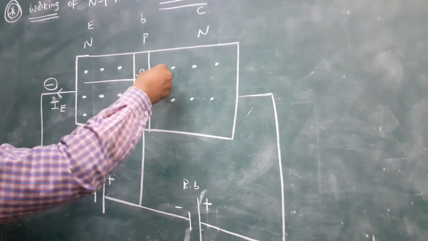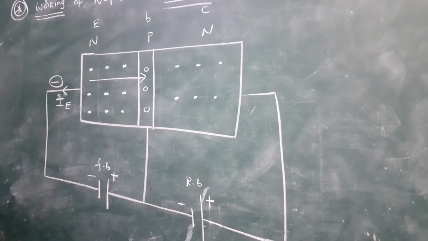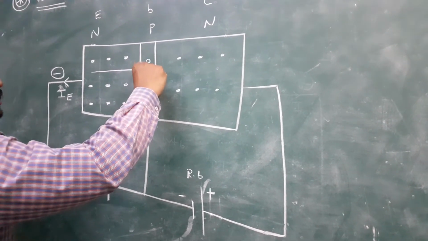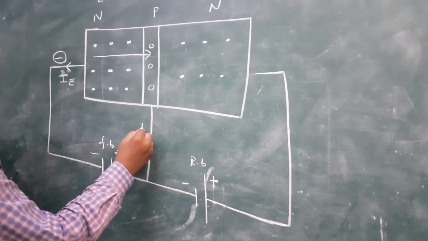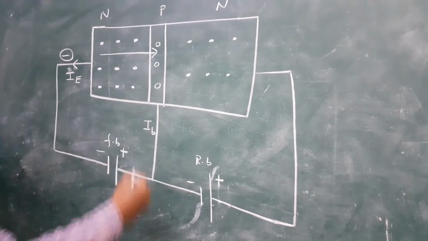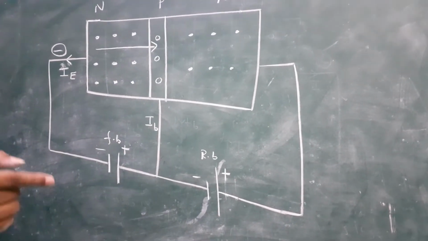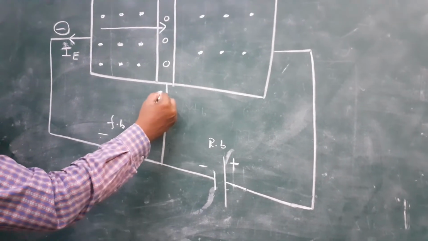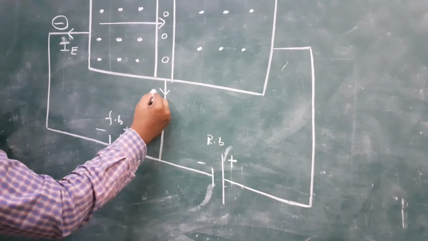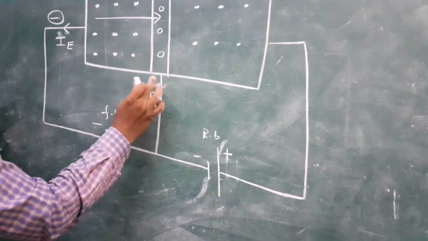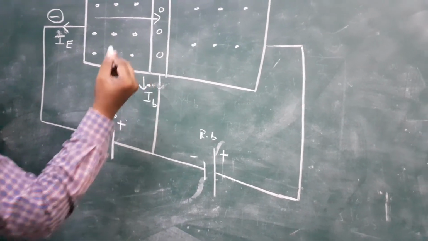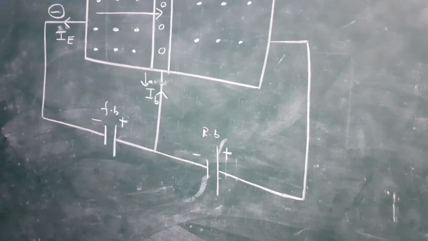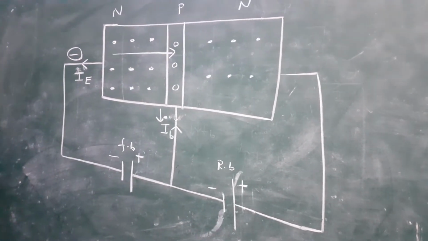Here these electrons enter the base region. Less than 5% of electrons combine with holes in the base region to constitute a base current. How much percentage? Less than 5%. The positive terminal attracts electrons, so electrons move in this direction, and current is in the opposite direction. This is the direction of base current.